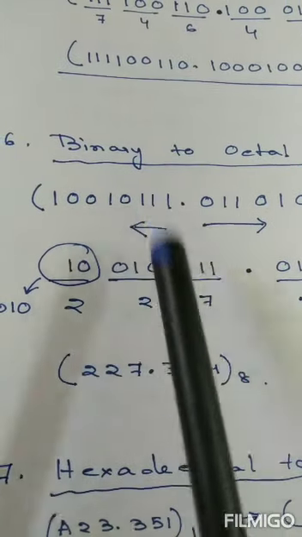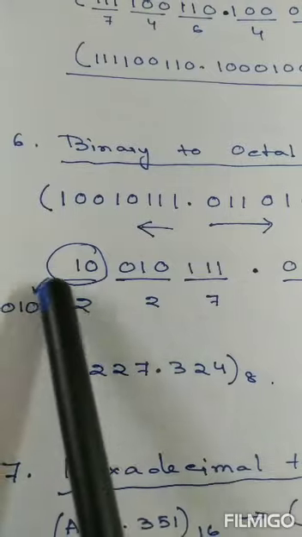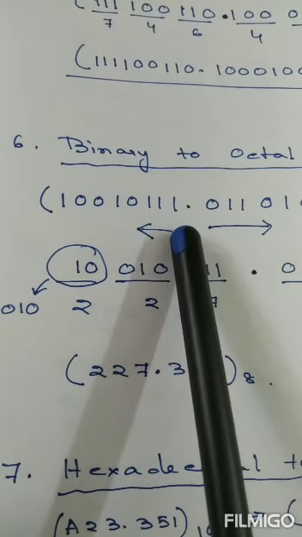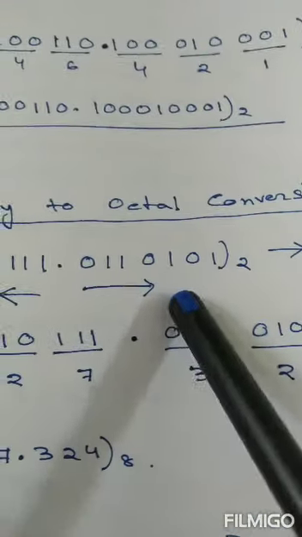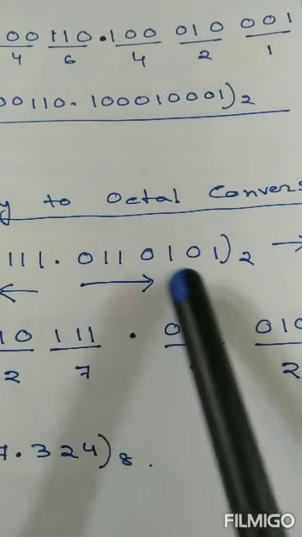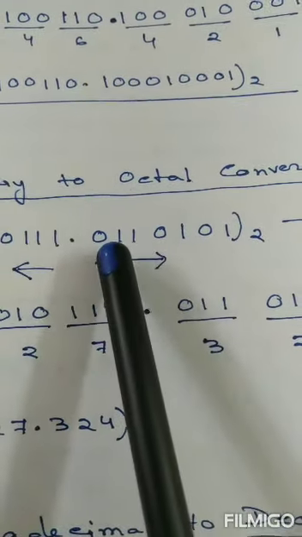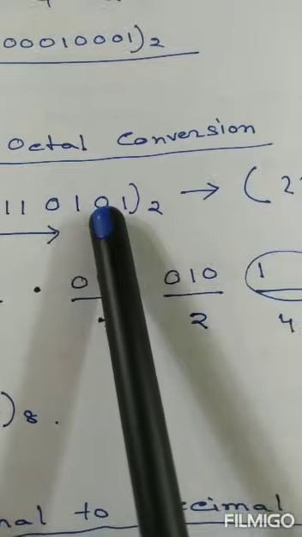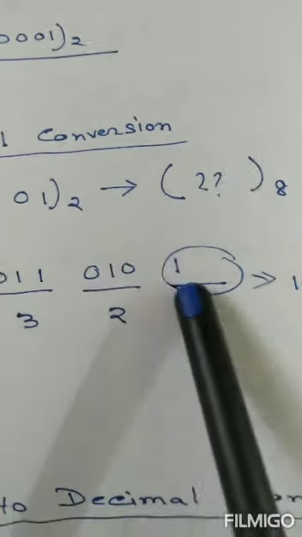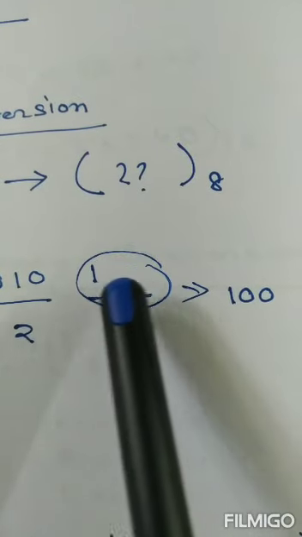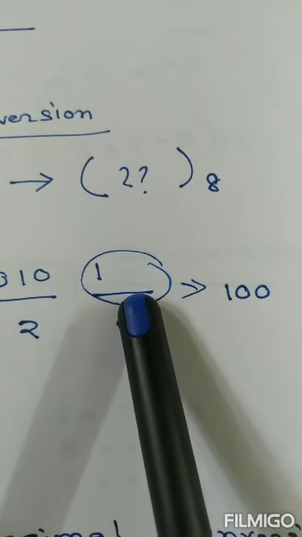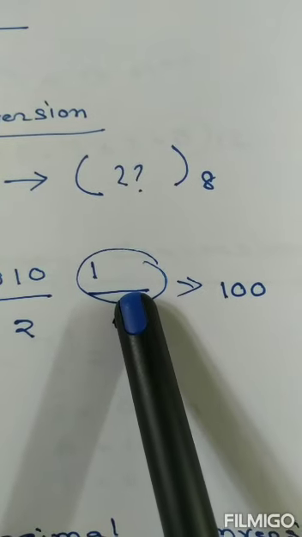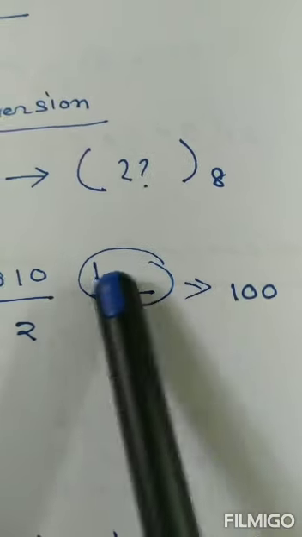So 111, 010, 010, that is 722. Start from this position and go in this way. After the point, that is the fraction part, start from this position and go towards this position. First you take 3 bits, that is 011, it represents 3. After that 010, it represents 2, and then 1. You can add 00 after this 1, not 1. You can add only 0s after this 1. So what will be the value? 4. So what is the actual value?